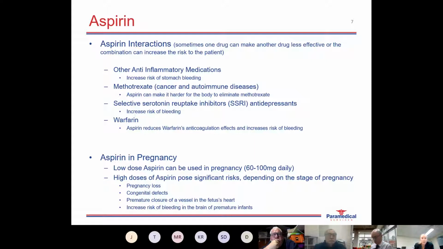There's also a medication, and I've tried to say this, but it just keeps eluding me. So Peter, you might want to jump in and say this one, methotrexate. Methotrexate. There we go. That was nearly what I said.